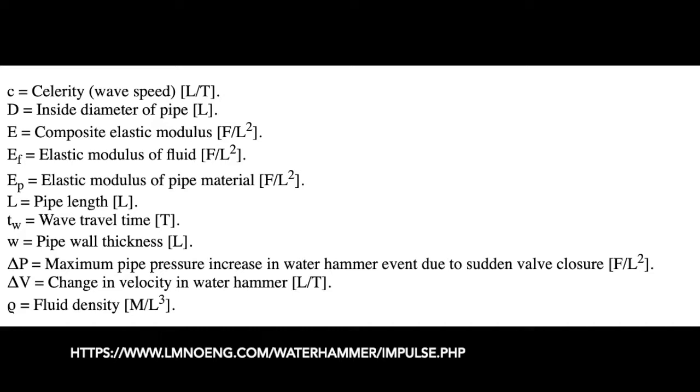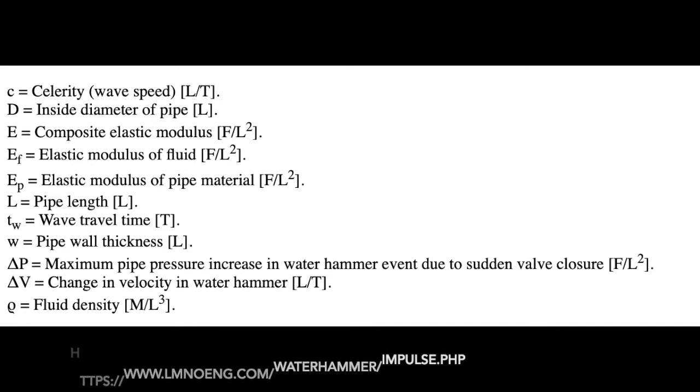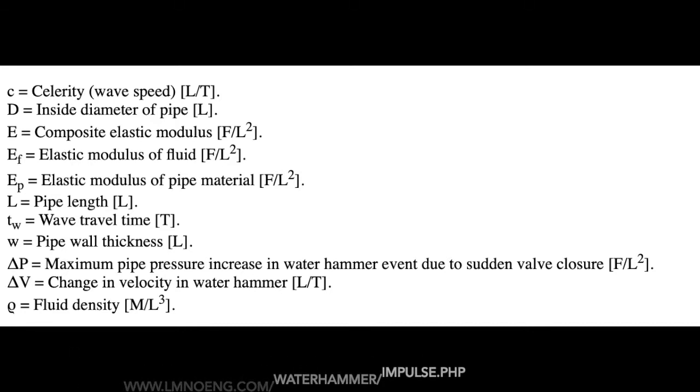L is equal to the pipe length. T sub W is equal to the wave travel time. W is equal to the pipe wall thickness. Delta P is equal to the maximum pipe pressure increase in a water hammer event due to sudden valve closure. Delta V is equal to the change in velocity in water hammer. And the last one is your fluid density.